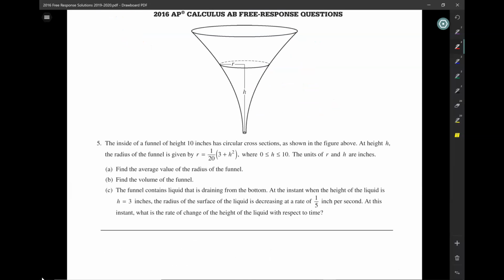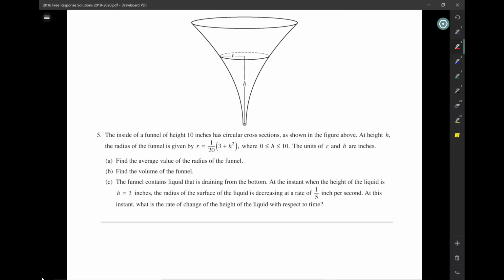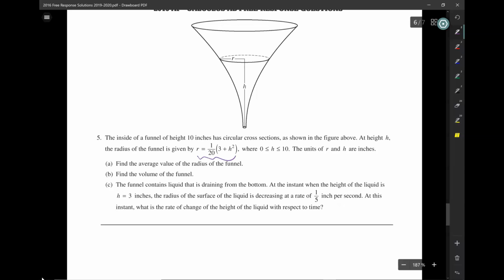Second to the last one. The inside of a funnel of height 10 inches has circular cross sections as shown in the figure. At height h, the radius of the funnel is given by this equation, where h is from 0 to 10. Units are in inches. Find the average value of the radius of the funnel. All right?